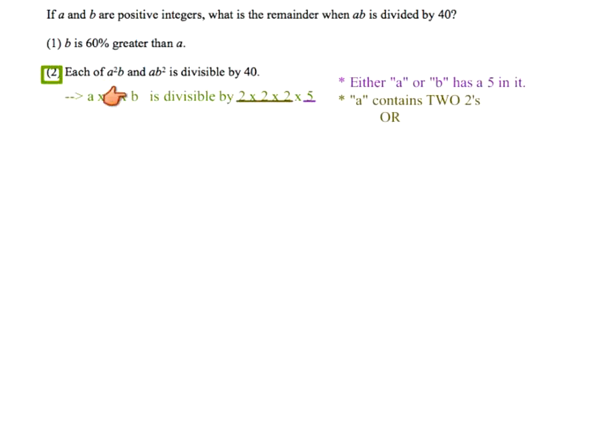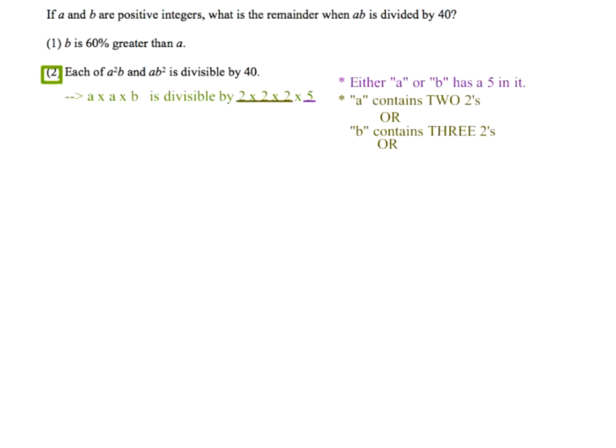Or if all the 2s are coming from B, then B is only there once. So if you get all of this out of B, then that means B has to have all 3 of those in it. So another case is B contains 3 2s.